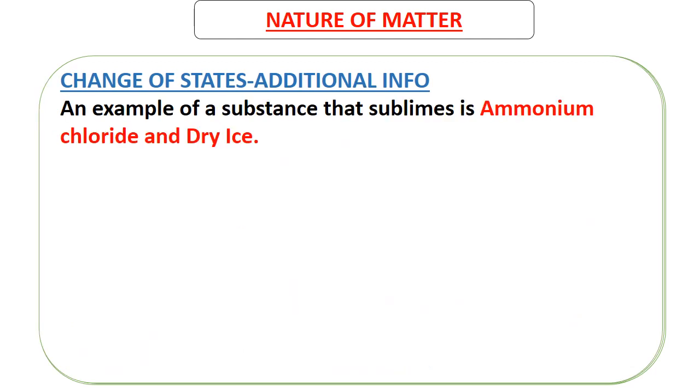And finally, an example of a substance that sublimes is ammonium chloride. Words like ammonium chloride, you're going to understand later what they mean. This is a salt, but don't worry about what a salt is. Not that salt which you put in relish when cooking. But ammonium chloride is a salt. So this one can change from solid to gas.